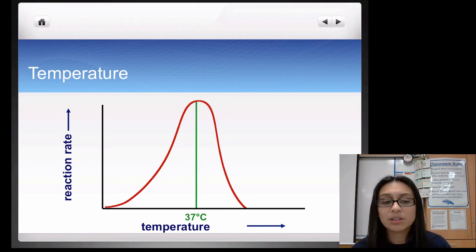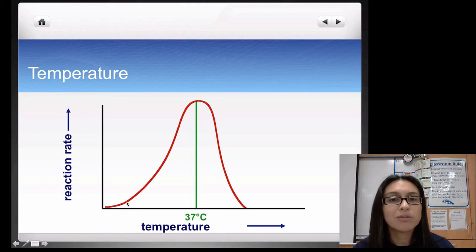But as you increase temperature, that's what we see with the line here. You increase temperature, well, the molecules start to move around faster and faster. They're more likely to collide with each other. And as a result of that, you're more likely to turn substrate into product. So as you increase temperature, you're more likely to turn substrate into product. So we increase the reaction rate here.